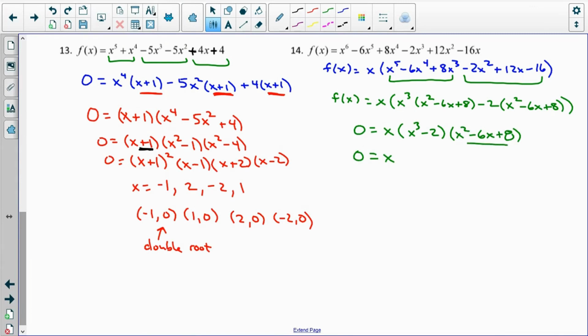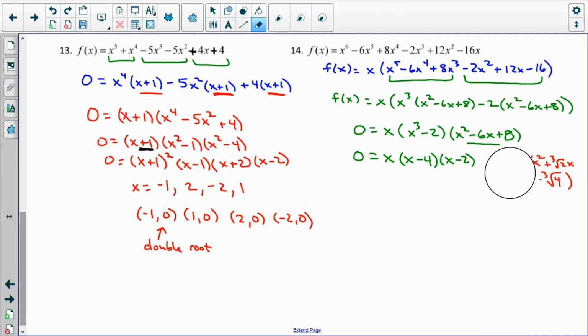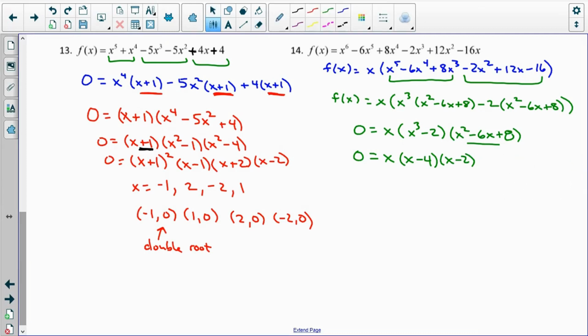X squared minus 6x plus 8, I'm going to write that as x minus 4 times x minus 2. And then this x cubed minus 2, if I really wanted to, I could factor that into an irrational thing. I'm not going to keep it this way. I'll leave it in red real quick. But I could write that as x minus the cube root of 2 times x squared plus cube root of 2 x, and then plus the cube root of 4. But I'm not expecting you to know how to do that with the radicals yet. So I just wanted to expose you to it. You could probably leave that as x cubed minus 2, and we'd be fine right now.